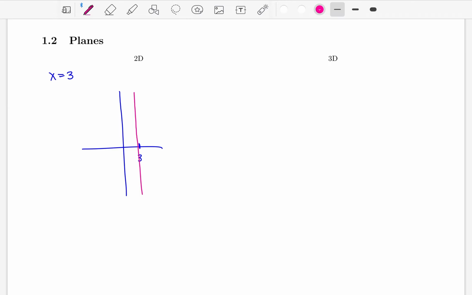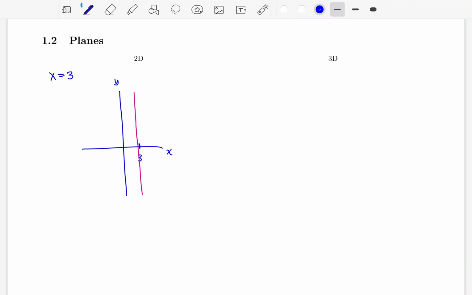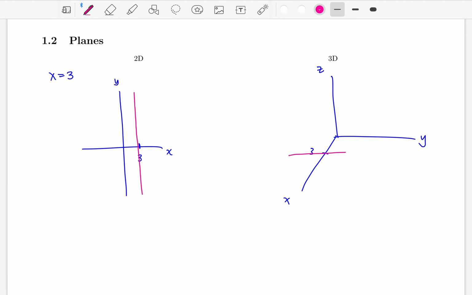If I expand this to our 3D system, where this is x and this is y, then x equal to 3 will be parallel to the y-axis. We put 3 here, and it will be parallel to the y-axis, something like this. And this is still happening on the xy plane.